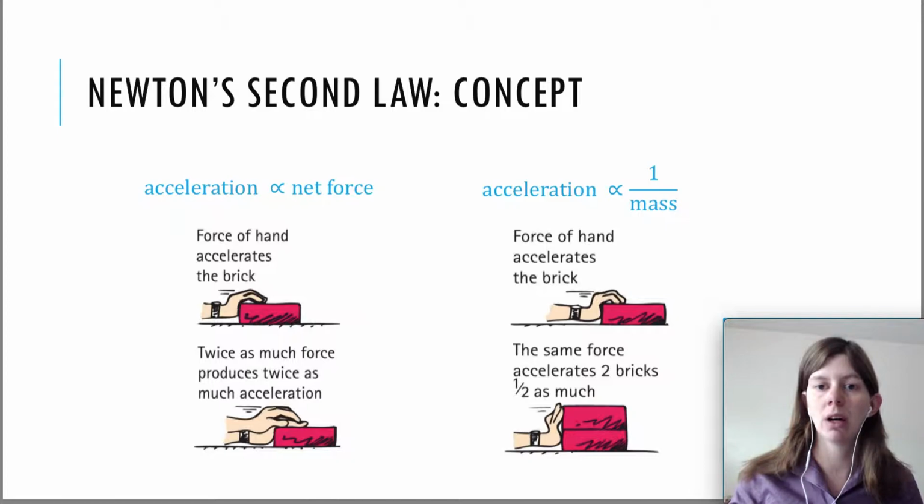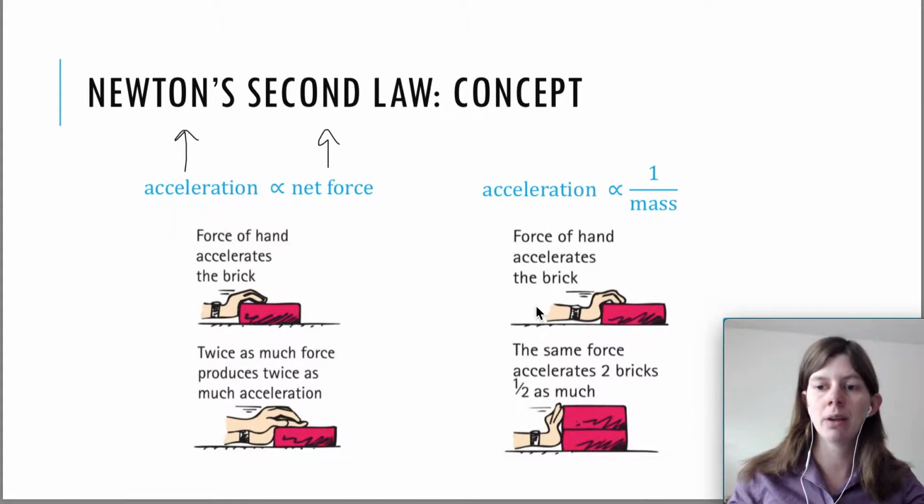Now we're ready to talk about Newton's second law. I like to go over a conceptual understanding of it first. In this picture on the left, the force of the hand accelerates the brick. If you put twice as much force, you're going to get twice as much acceleration. You know that from experience. The harder you push, the more it's going to accelerate. So the acceleration is going to be proportional to the net force. Proportional means if you increase that net force, you're going to increase the acceleration.